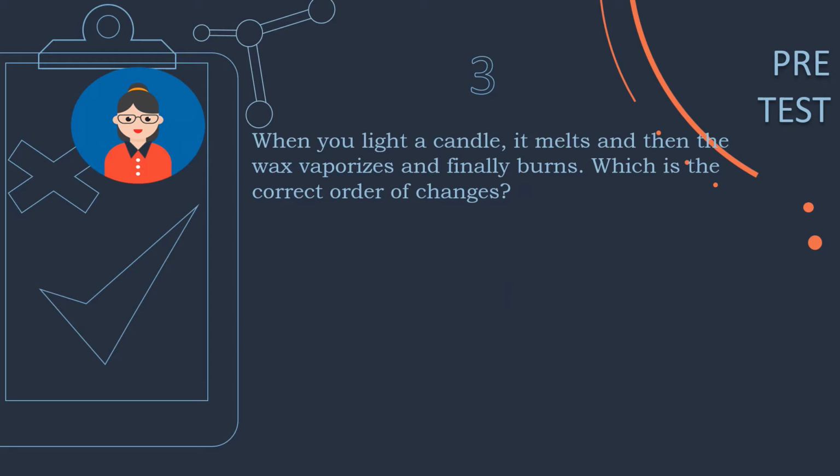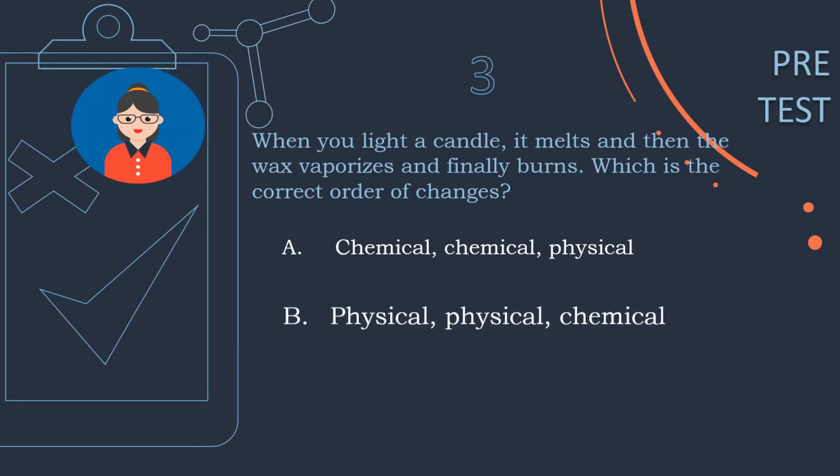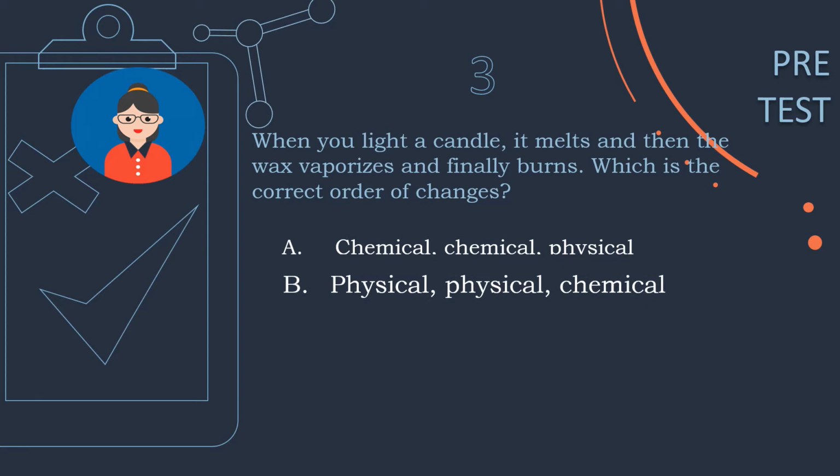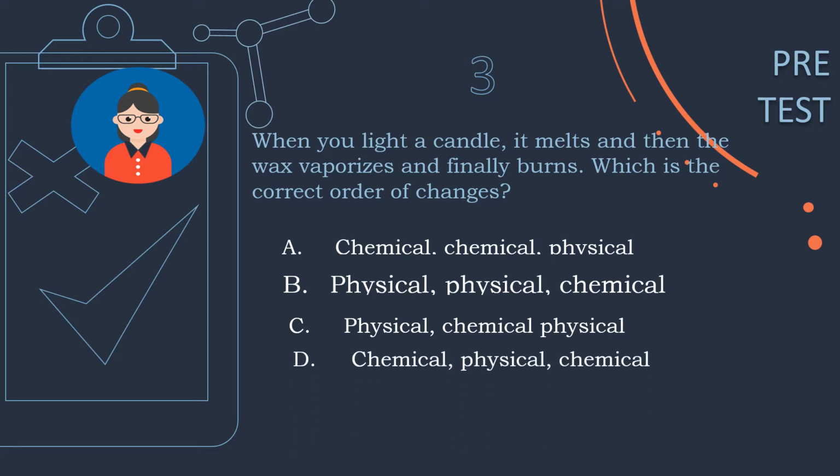Number 3. When you light a candle, it melts, and then the wax vaporizes and finally burns. Which is the correct order of changes? A. Chemical, chemical, physical. B. Physical, physical, and then chemical. C. Physical, chemical, physical. And letter D. Chemical, physical, chemical.